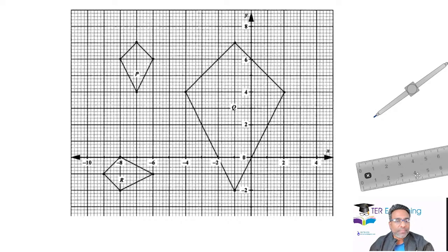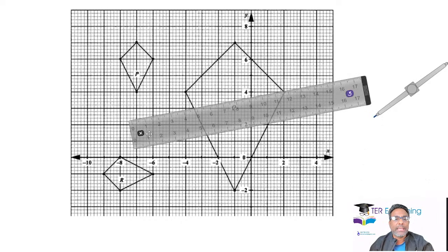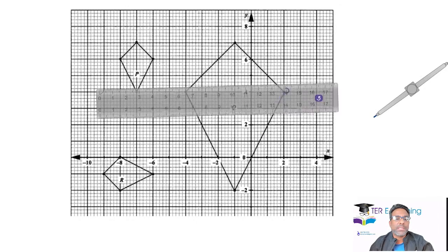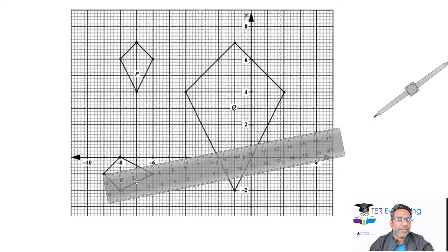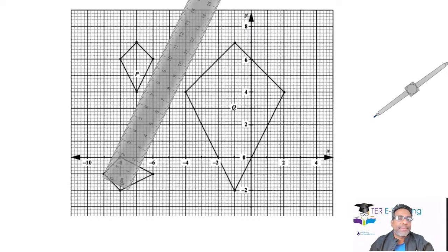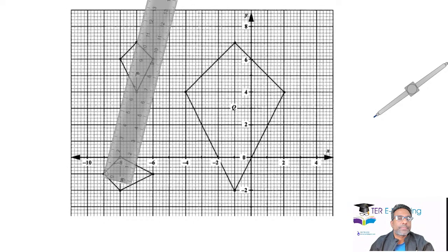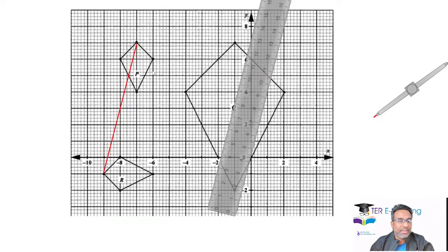So here's what I'm going to do. The first thing I need to do, I need to join this point here. I'm going to join 2 points that are supposed to be corresponding points, right? So I'm going to join this to this point here. That is essentially the top of the quadrilateral in P, and I'm joining that to the top of the quadrilateral in Q. The next thing I'm going to do, I'm going to draw a second line.